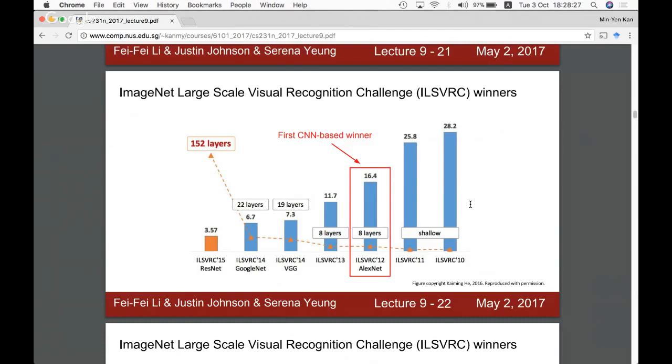So here is the performance of AlexNet. Because AlexNet is the first CNN-based winner of the ImageNet competition, it has a significant improvement. It only has 8 layers.